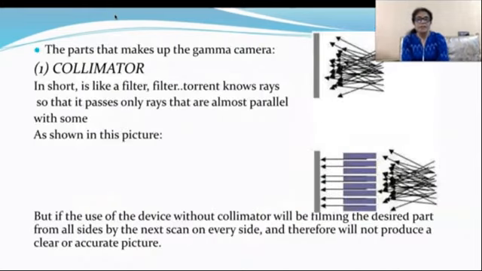The part that makes up the gamma camera is the collimator. In short, it is like a filter. It filters the incoming rays so that it passes only rays that are almost parallel, as shown in the picture. But a device without a collimator would be receiving rays from all sides, and therefore will not produce a clear or accurate picture.